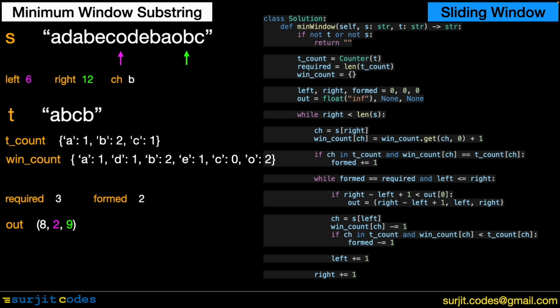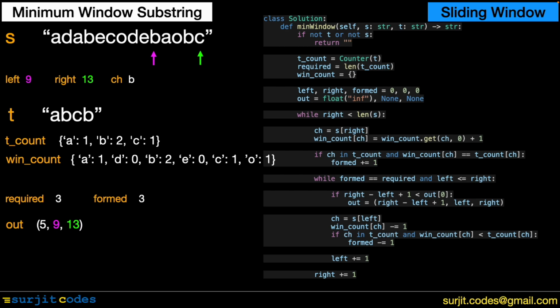Final value of left is 6. Right becomes 13, where character is C. C is added to win count and formed becomes 3. A new phase of contraction starts. Counts of O, D and E are decreased in win count. Formed remains 3 as left becomes 9.